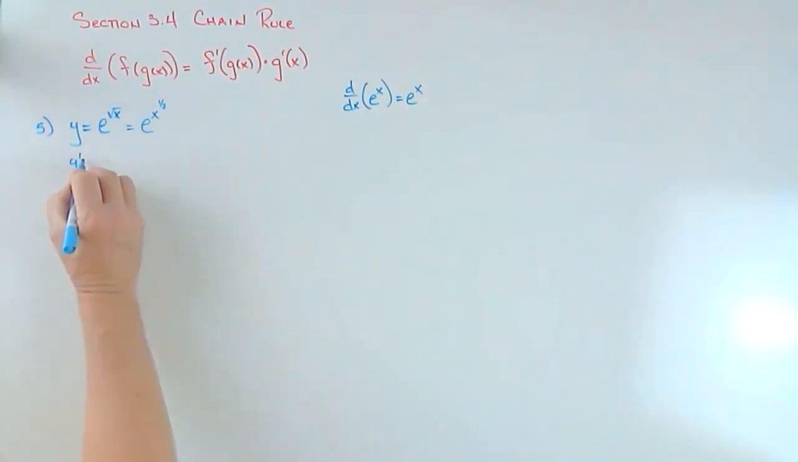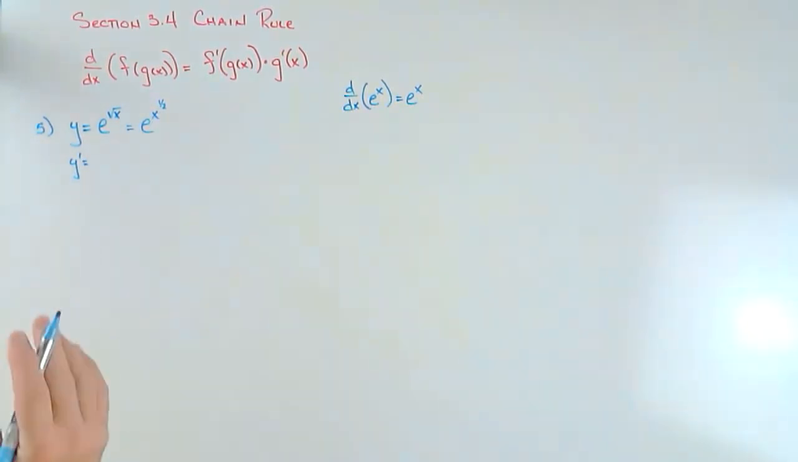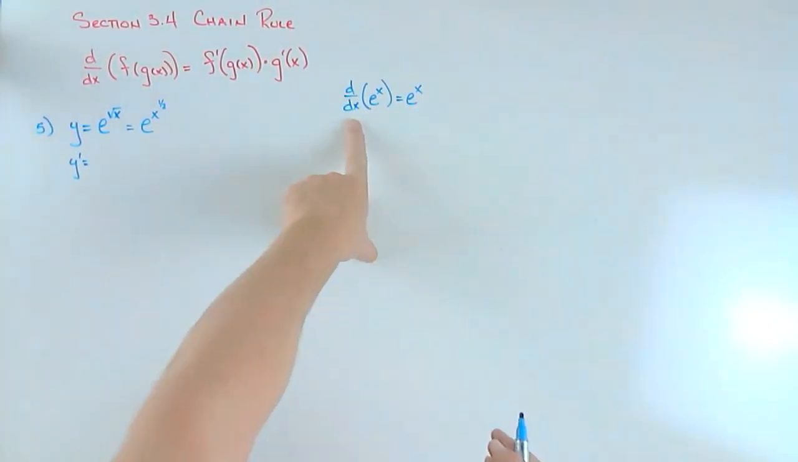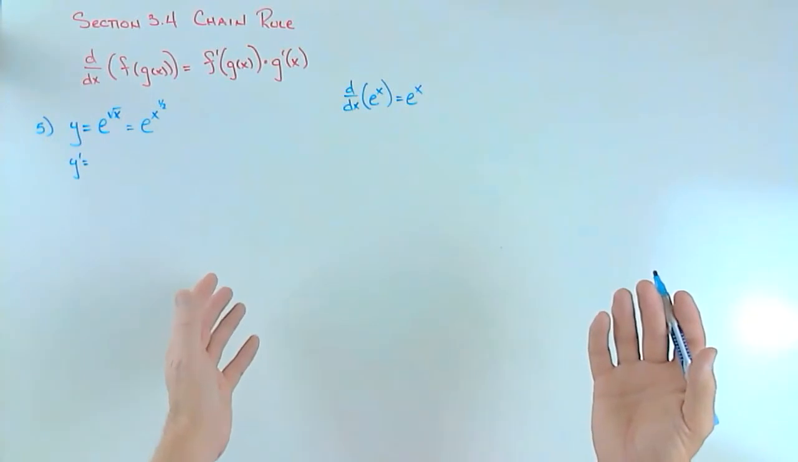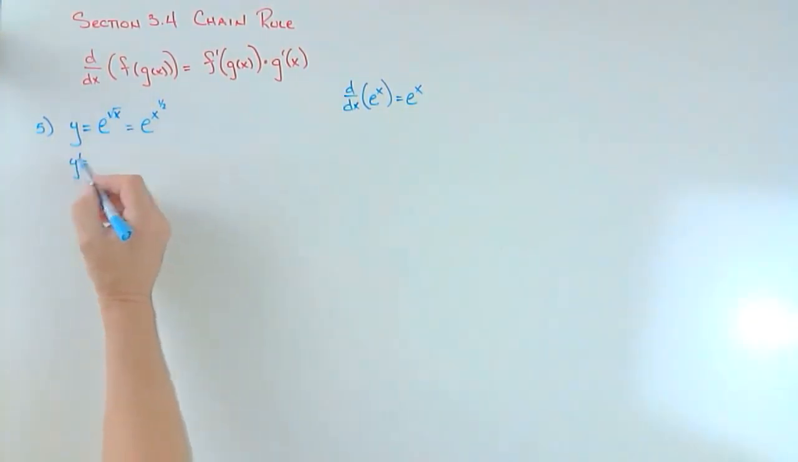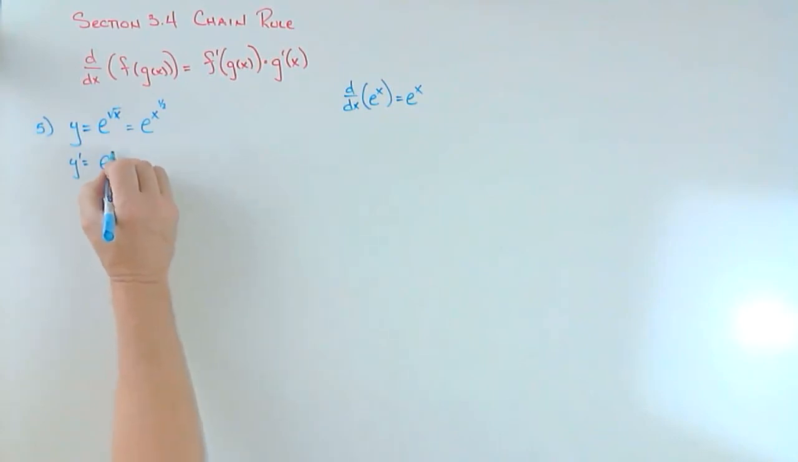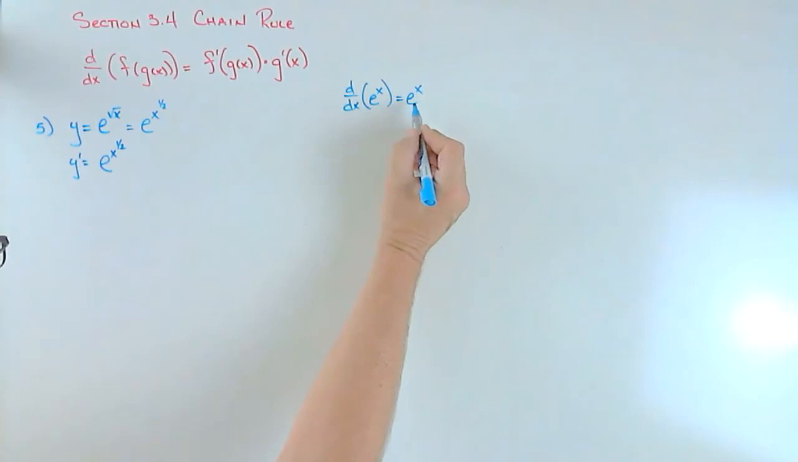Following the chain rule, then, we would take the derivative of the outside function. Our outside function is the exponential. The exponential says if you take the derivative of me, you just get me. That's what happens. So our outside function is the exponential. So when we take the derivative of that, we get whatever that function was in the first place.